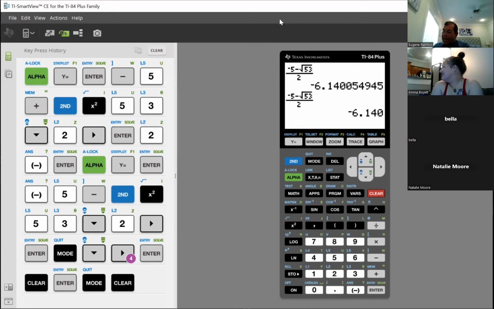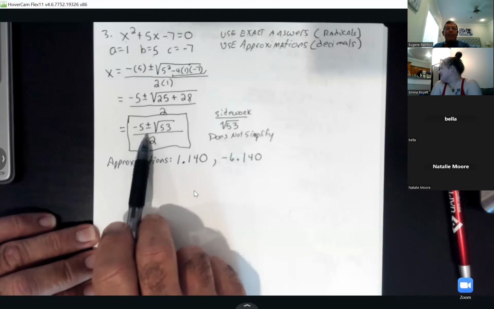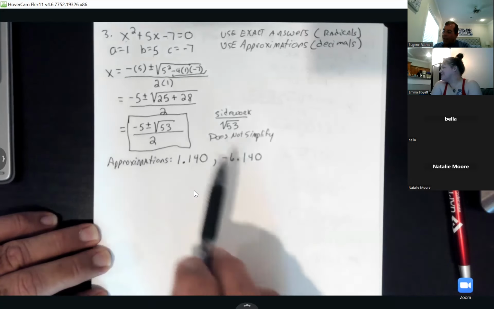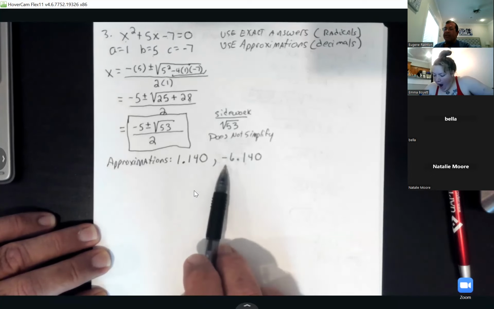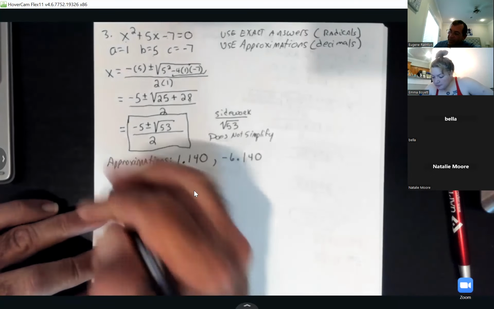All right, y'all. So my exact answers were -5 plus or minus square root of 53 over 2. My decimal approximations were 1.140 and -6.140.